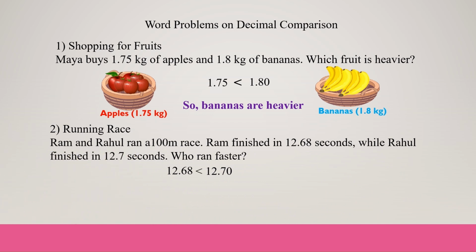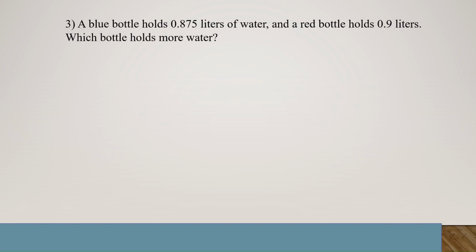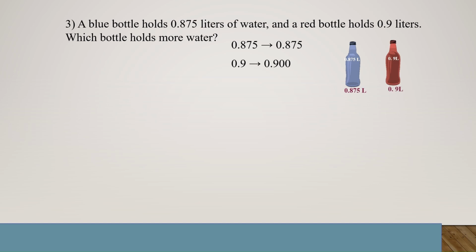Here 12.68 is less than 12.70. If you think this as a whole number, 1268 is smaller than 1270, so Ram was faster because he finished in 12.68 seconds. Next question is on water bottles. A blue bottle holds 0.875 liters of water and a red bottle holds 0.9 liters.